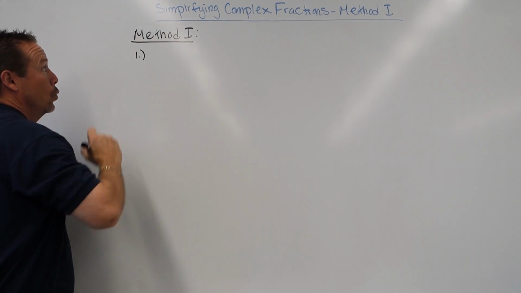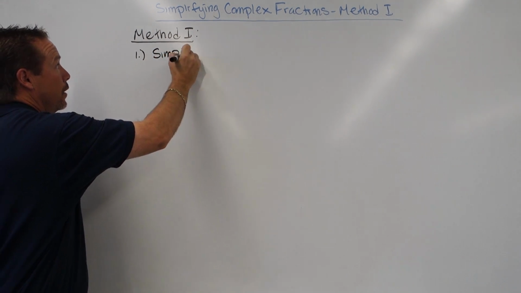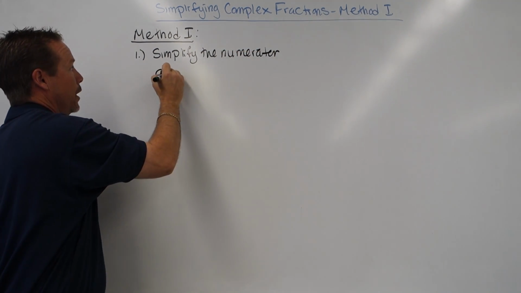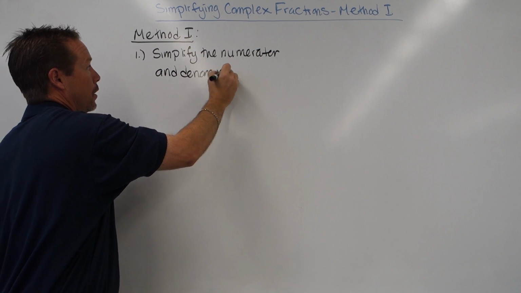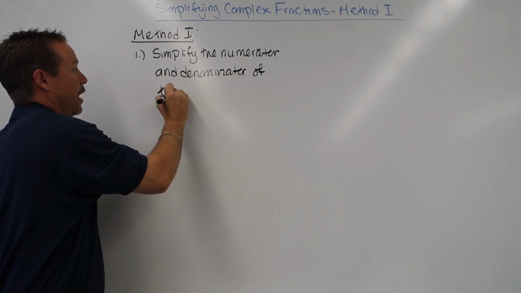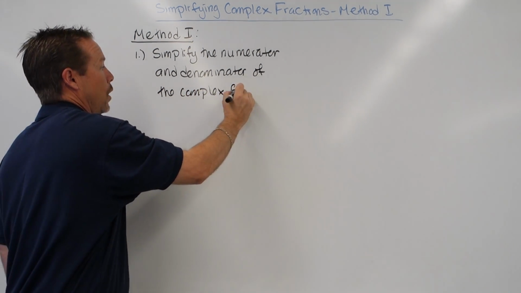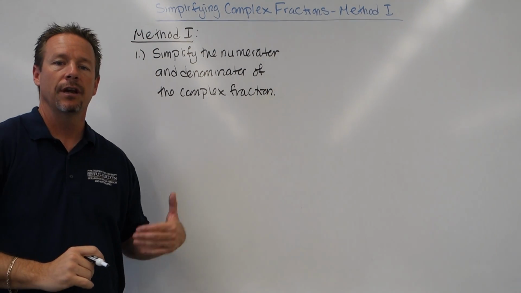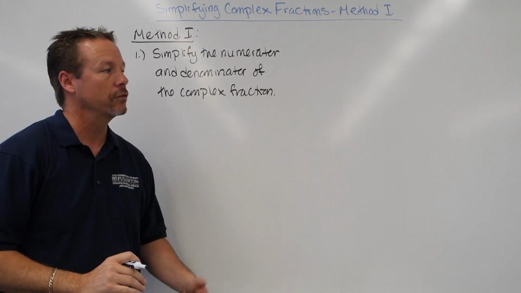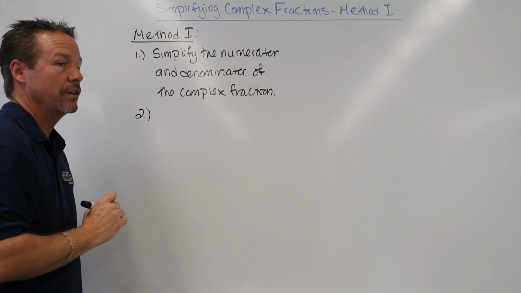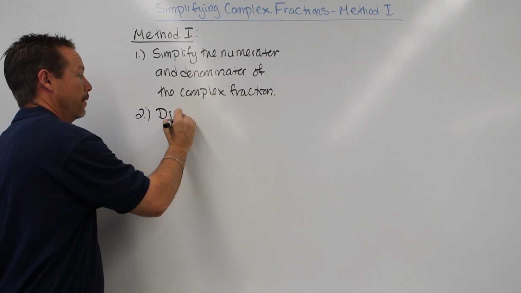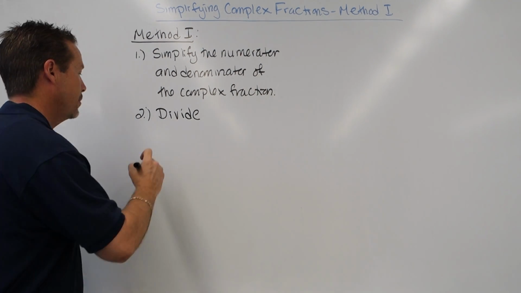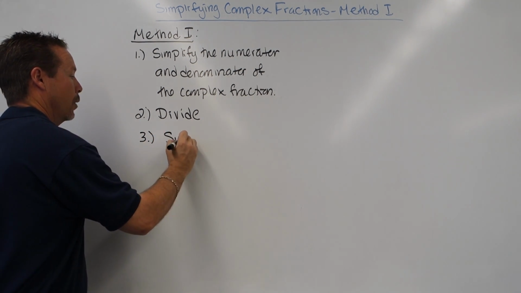Step number 1 would be to simplify the numerator and denominator of the complex fraction. What that in essence means is to get a single fraction in the numerator and a single fraction in the denominator. That's our goal. Once we achieve that goal, step number 2 is to actually divide. To divide rational expressions, you're basically multiplying by the reciprocal. And then step number 3 is to simplify if possible.